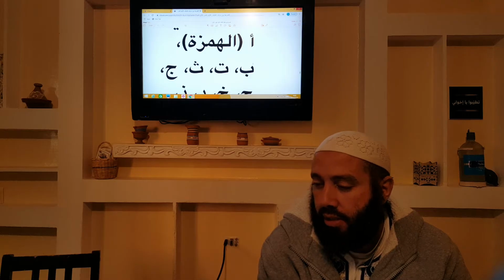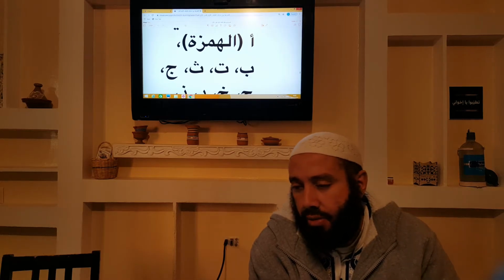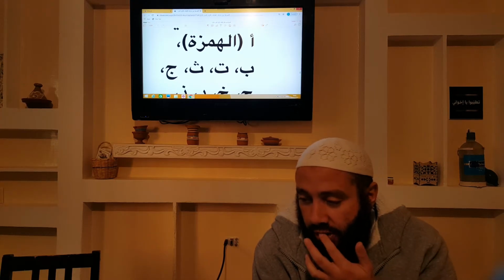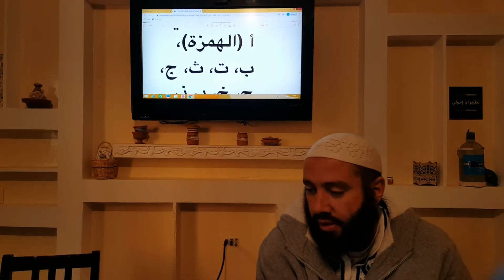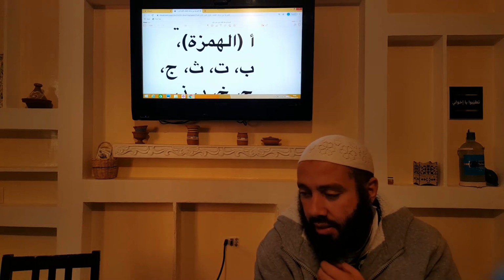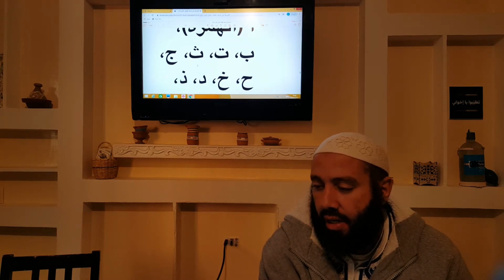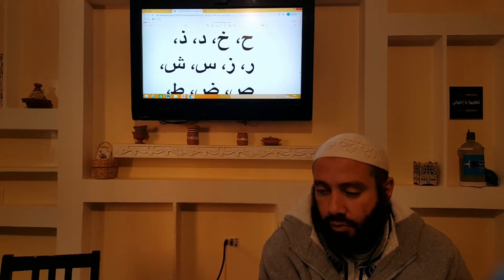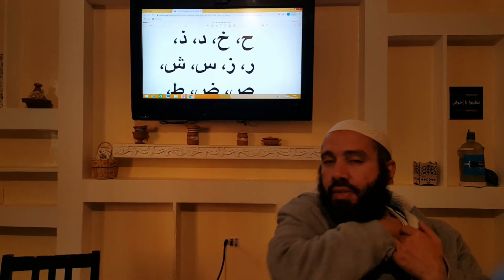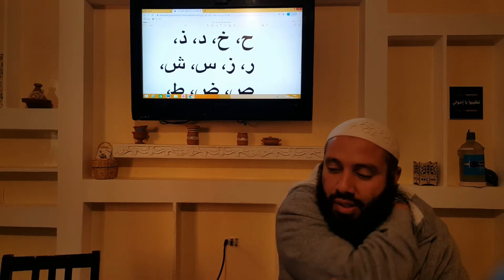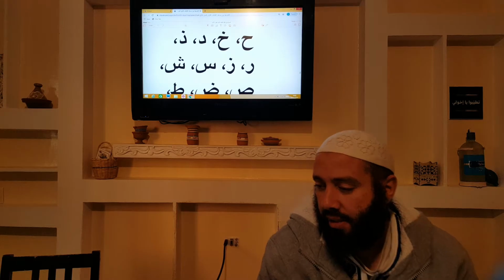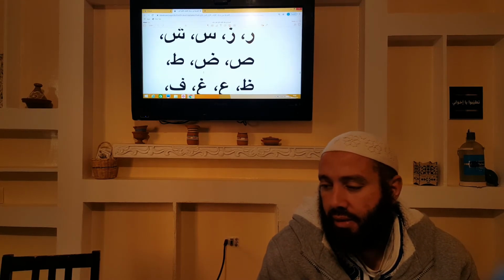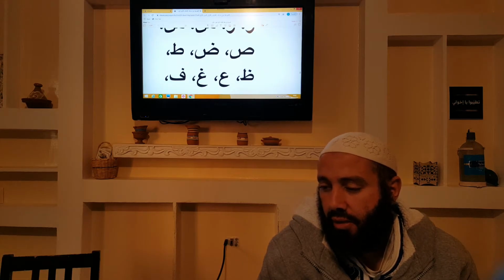Alif, ba, ta, tha. The tongue comes out with the tha. Otherwise, there is no difference between ta and tha. You have to feel the tongue out of the mouth, a little bit. Jim, ha, kha, dal, dhal, ra. This is zai. Some people say za, but after doing some research, the right way is saying zai. Sin, sheen, sad, dad, ta.